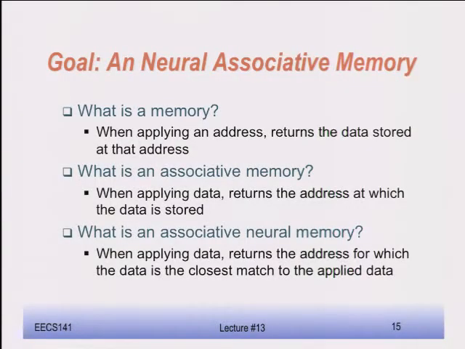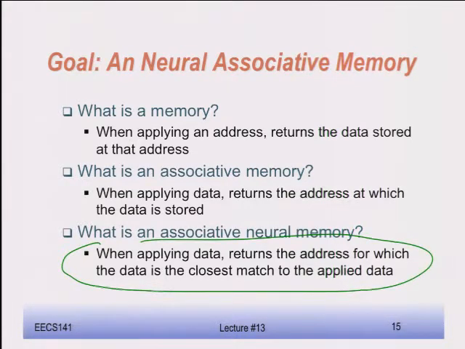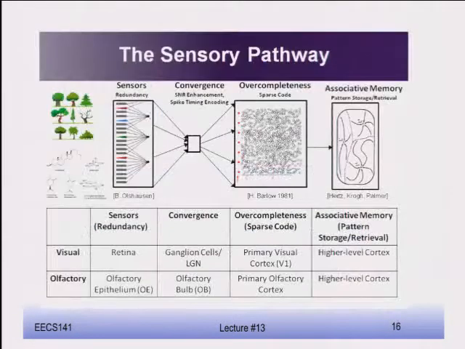Okay, so that's what our associative neural memory is. It's a memory that when you apply the data, it returns the address for which the data is the closest match to the applied data. Now, why do I call it neural? Well, there's a whole theory in neuroscience that claims that a lot of the classification is done this way. A lot of things your brain is really good at is pattern matching, classification, recognition. You see something, you recognize it, even though it might not be exactly the same as what you've seen before. So there's a lot of classification functionality going on.